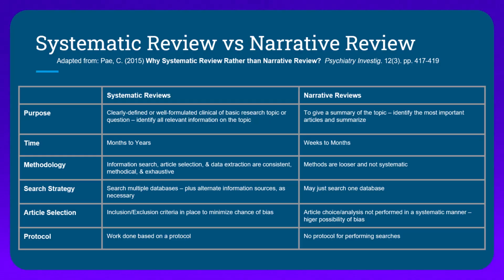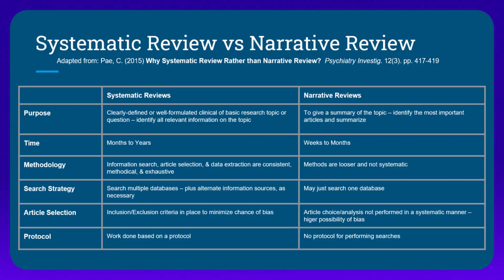The process of selecting articles is also very different. For systematic reviews, there is a well-defined and tested inclusion-exclusion criteria that are applied by all reviewers to minimize the chance of bias within the project. Whereas for narrative reviews, the choice of articles is largely left up to the individual discretion of the authors, which may introduce some bias into the selection process.